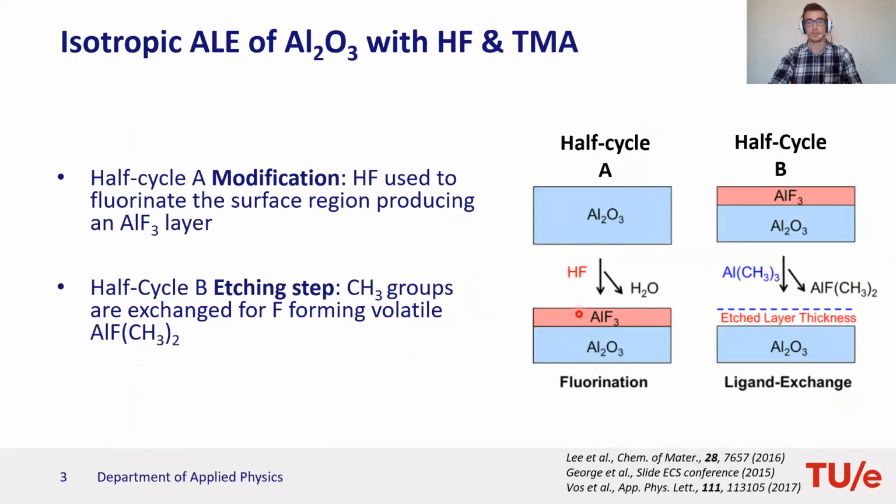The formation of this is self-limiting, as this aluminium fluoride acts as a diffusion barrier and prevents further fluorination of the bulk underneath. Etching is then achieved in half cycle B by dosing TMA, which performs a ligand exchange reaction with the aluminium fluoride surface, generating volatile dimethyl aluminium fluoride. This allows for etching of the film to be achieved and is also self-limiting, as once it reaches the bulk aluminium oxide underneath, it no longer etches away the material.